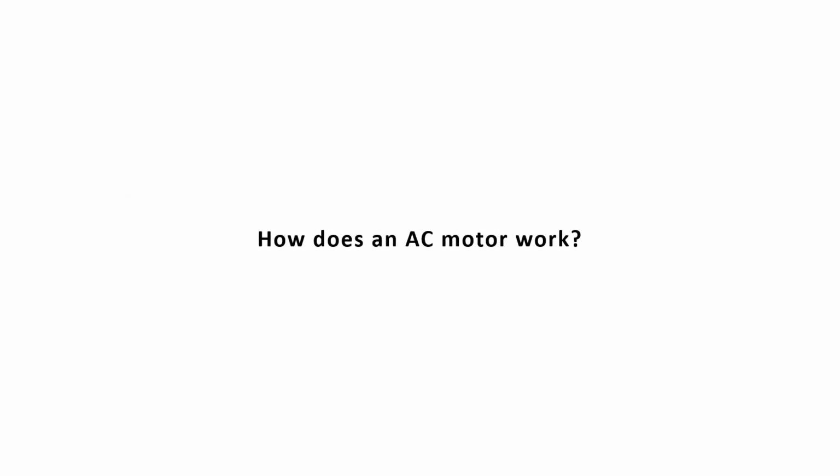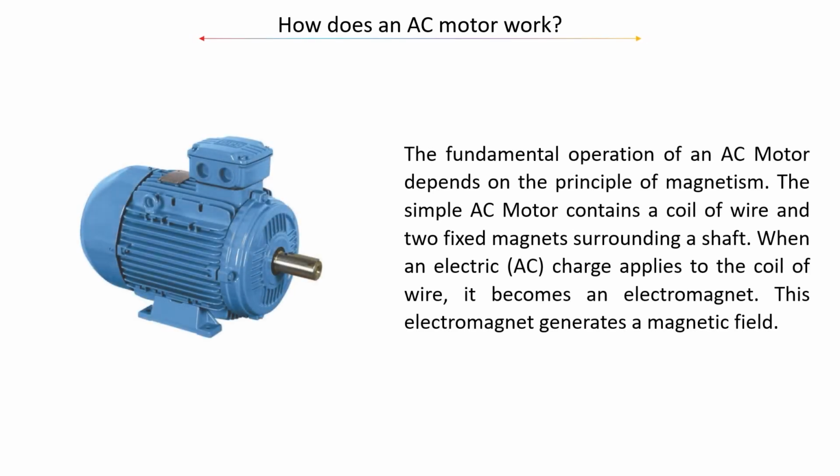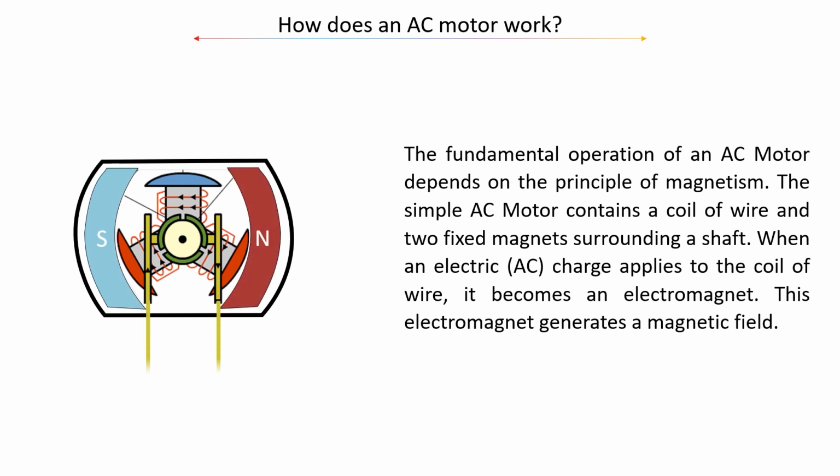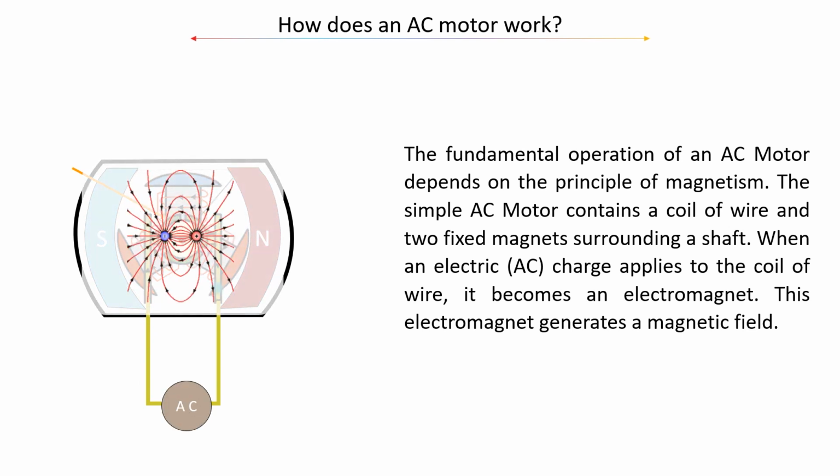How does an AC motor work? The fundamental operation of an AC motor depends on the principle of magnetism. The simple AC motor contains a coil of wire and two fixed magnets surrounding a shaft. When an electric AC charge applies to the coil of wire, it becomes an electromagnet. This electromagnet generates a magnetic field.